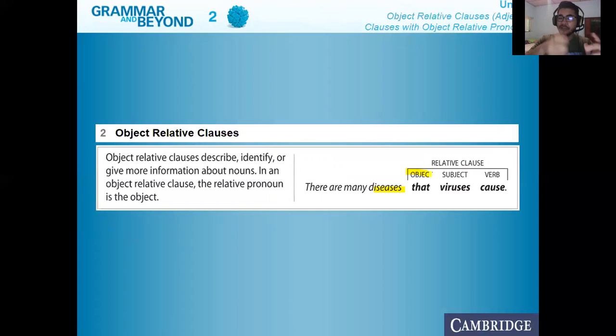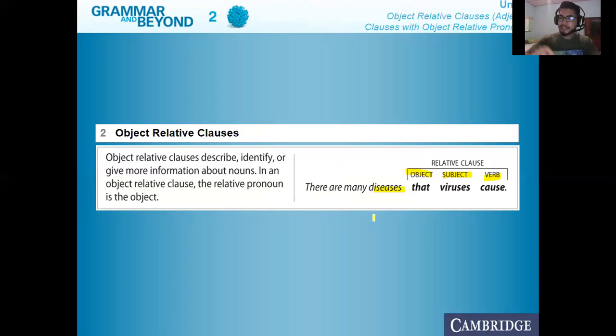So over here you see the word that, which is the relative pronoun for these kinds of clauses, and it is the object. Then we have the subject and then we have the verb. So what's the difference? Here you have the relative pronoun not as the subject of the clause, but as the object, okay? Why the object? There are many diseases. Diseases that what? Here we're going to answer the question what or who, as we did when we were talking about transitive verbs. Diseases that what? That viruses cause.